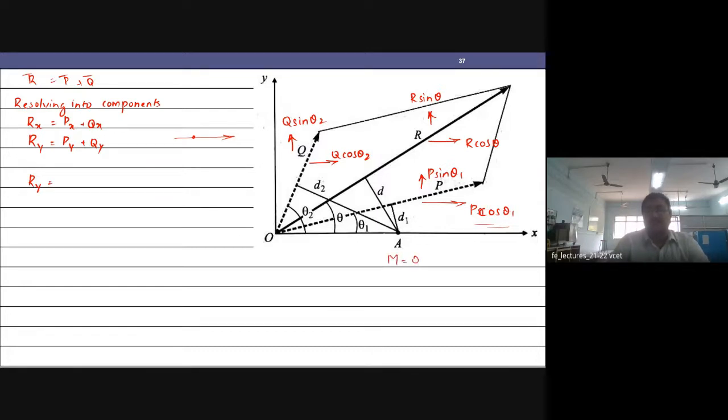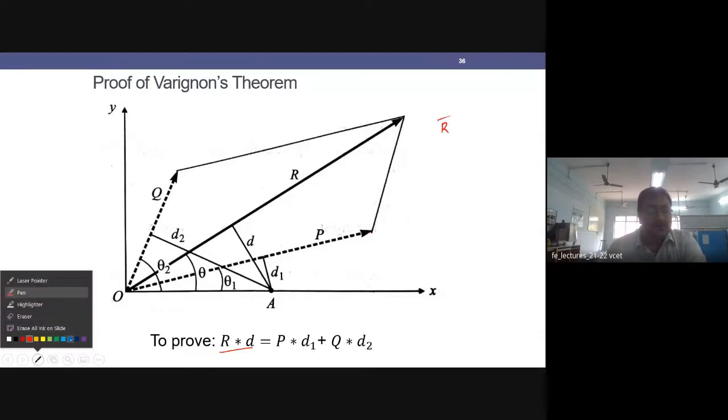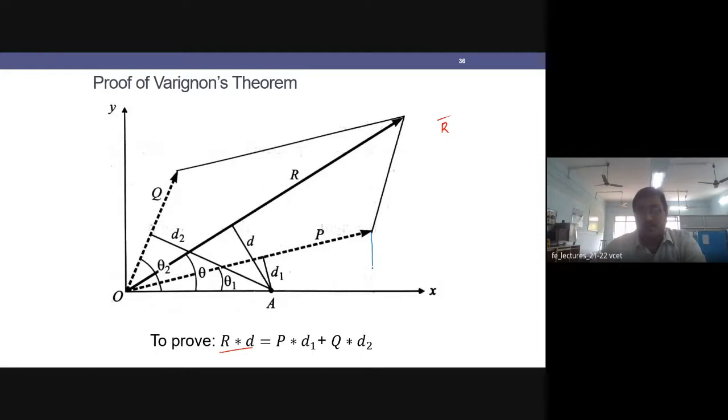So P cos theta, does that have a normal distance? That does not have a normal distance, right? It is passing through here. Whereas for P sin theta, when I consider this triangle, P cos theta is along this direction and P sin theta is from here. So P sin theta 1, the line of action is here, right? Let me go back here. Try to understand this, it is important.